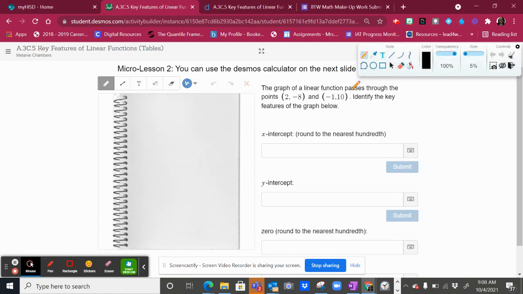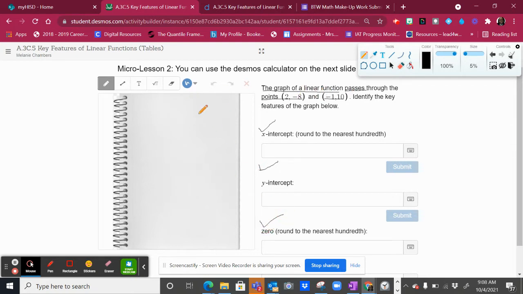Okay, students. Here's our equation. The graph of the linear function passes through the points (2, -8) and (-1, 10). Identify the key features below. We need to identify the x-intercept, the y-intercept, and the zero.